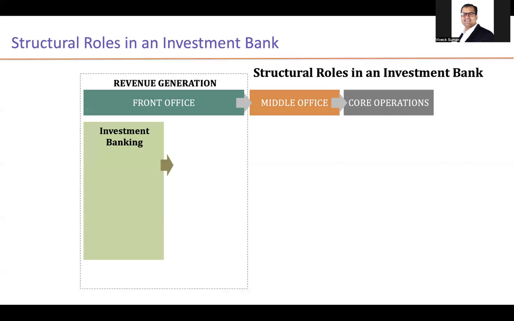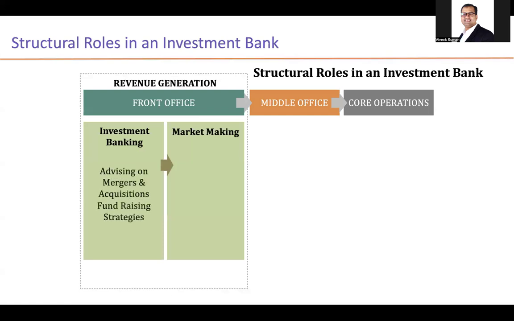How does revenue generation happen? It happens through investment banking, and second, through market making. In investment banking you advise on mergers and acquisitions and fundraising strategy: where the money will come from, who will give you money. Dr. Roy, you remember, he was himself an angel investor. He was doing investment banking because he was linking it to even bankers.